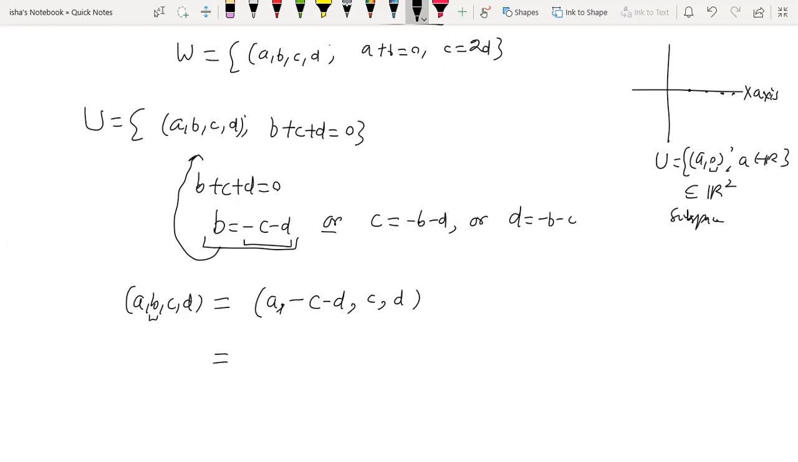Now from here you will have the idea. Count the number of arbitrary constants or variables, parameters you can say. There are three now: a, c, d. Earlier there were four, a, b, c, d, but because one condition was given and one of them has been found in terms of the others, we are left with only three parameters. So now you try to find the basis from here.